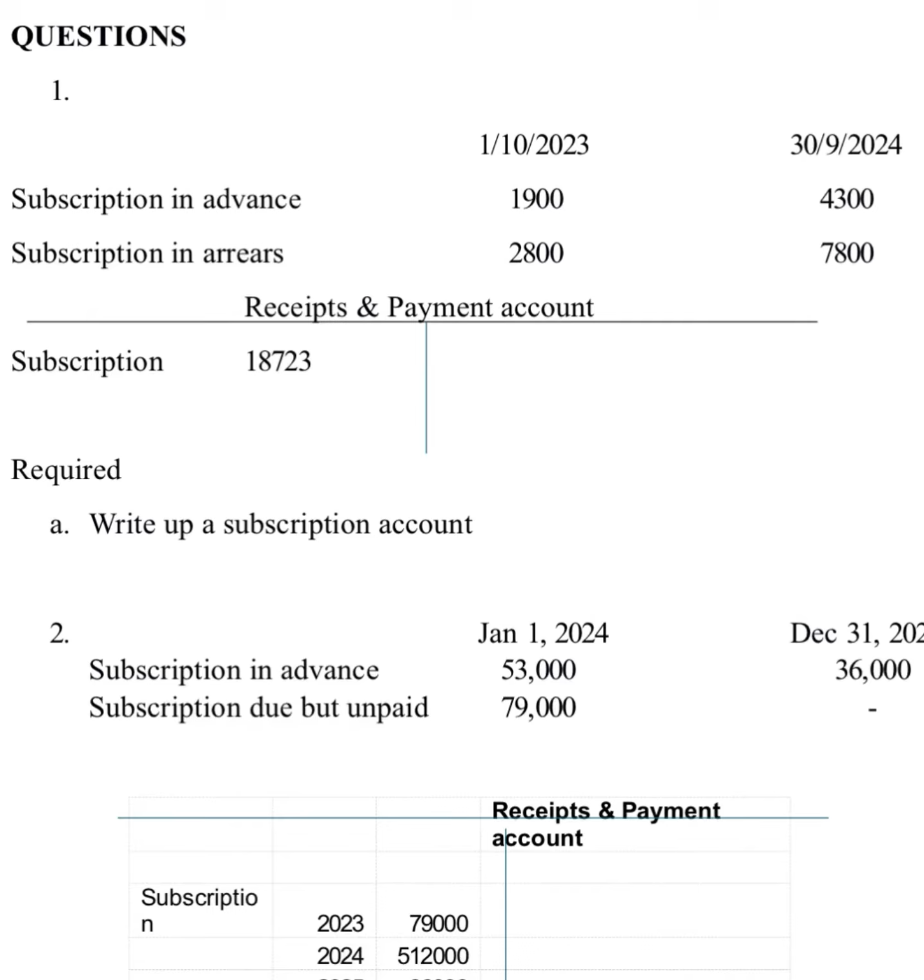This amount, the 18,723 you are seeing that was received in that period, is not for that particular period. That means you have to open a subscription account and make some adjustments because of the subscription in advance and the subscription in arrears that we have in the question. It means you have to make an adjustment and know the exact amount that is for only that particular period. So when you have such a question, you have to open your subscription account nicely. So let's open our subscription account nicely.